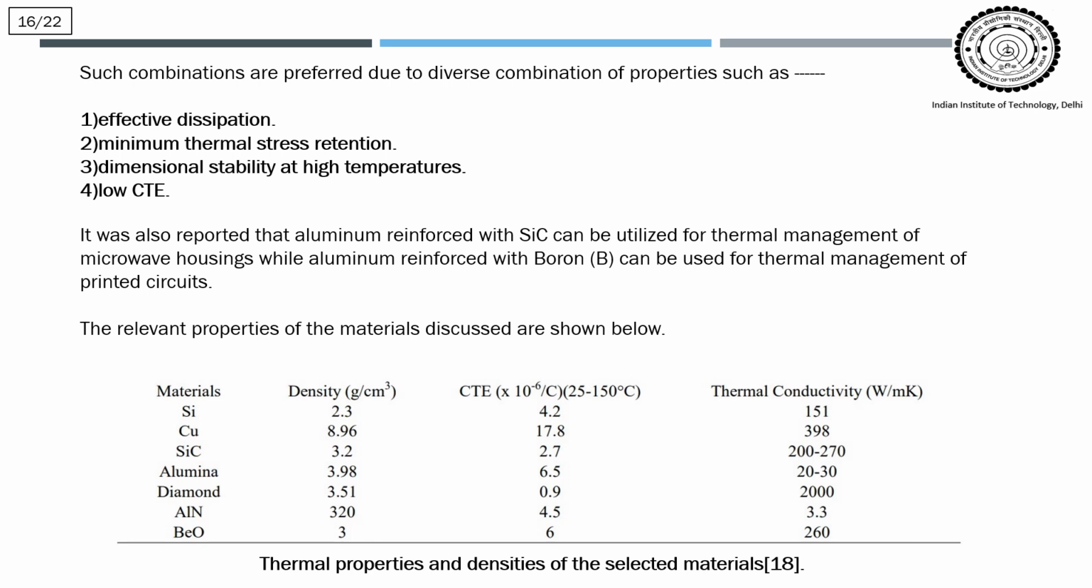For thermal management of microwave housings, aluminum reinforced with silicon carbide can be used, and for thermal management of printed circuit boards, aluminum reinforced with boron can be used. And in the table below, we can see the relevant properties of the materials which we have discussed so far.